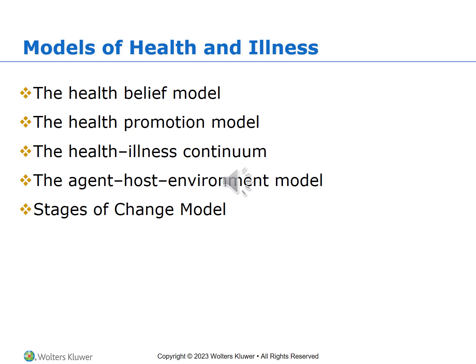The agent host model of health and illness. It views the interactions between the external agent and a susceptible host and the environment as cause of disease in a person. So this is considered a traditional model, and it explains that certain factors place some people at risk for infectious disease. So the model is currently helpful for COVID 19. So that's a good example.